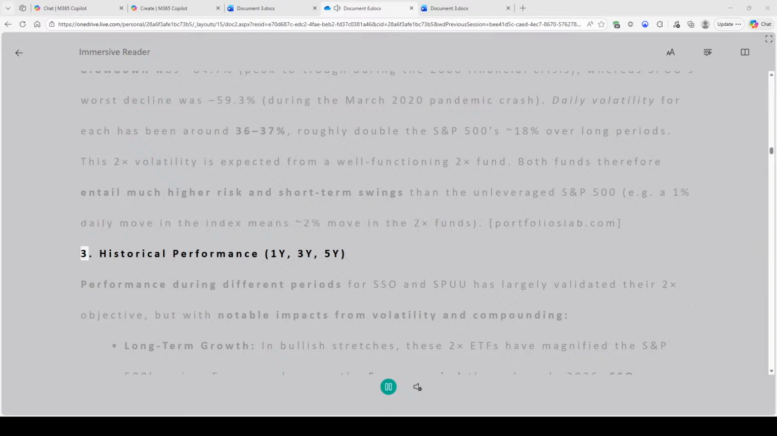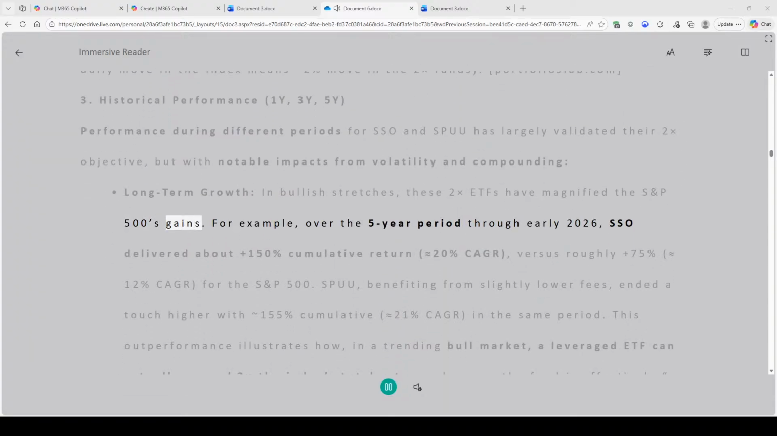PortfoliosLab.com. 3. Historical performance: 1Y, 3Y, 5Y. Performance during different periods for SSO and SPUU has largely validated their 2x objective, but with notable impacts from volatility and compounding. Long-term growth: in bullish stretches, these 2x ETFs have magnified the S&P 500's gains.